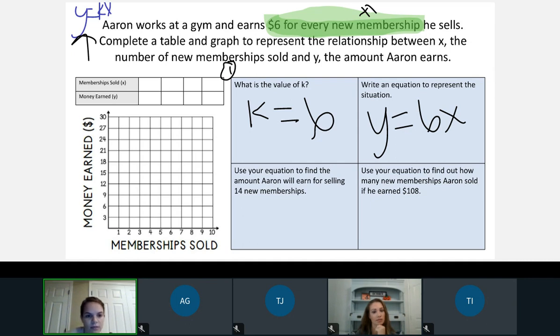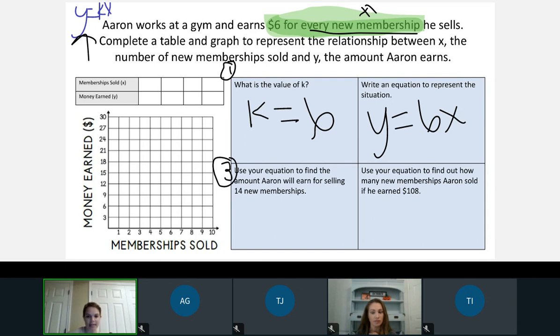Okay, so this next one down here, the next square, should be pretty easy. Use your equation to find the amount Aaron will earn. So the amount he earns is Y. So we want to find Y for selling 14 new memberships. Remember, new memberships is X. So what should I do if I want to figure out how much money he makes selling 14 new memberships? What do I do? Anybody? What should I do?